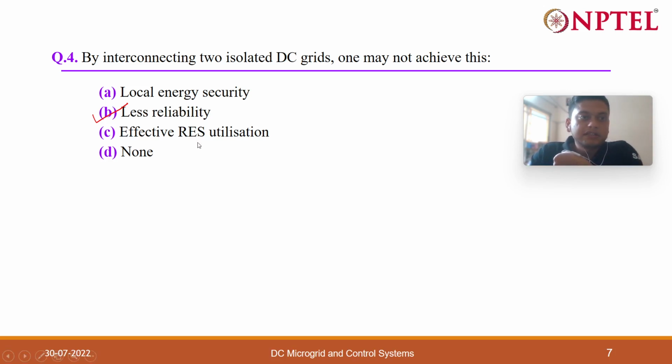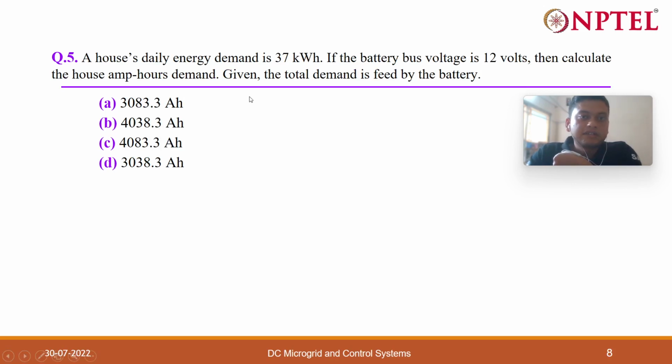And now let us see the next question. Fifth question: a house's daily energy demand is 37 kilowatt hour. If the battery bus voltage is 12 volts, then calculate the house ampere hours demand, given the total demand is fed by the battery. Here in this question, you just need to see the units and calculate the ampere hours demand. Here energy is given and battery bus voltage is given.